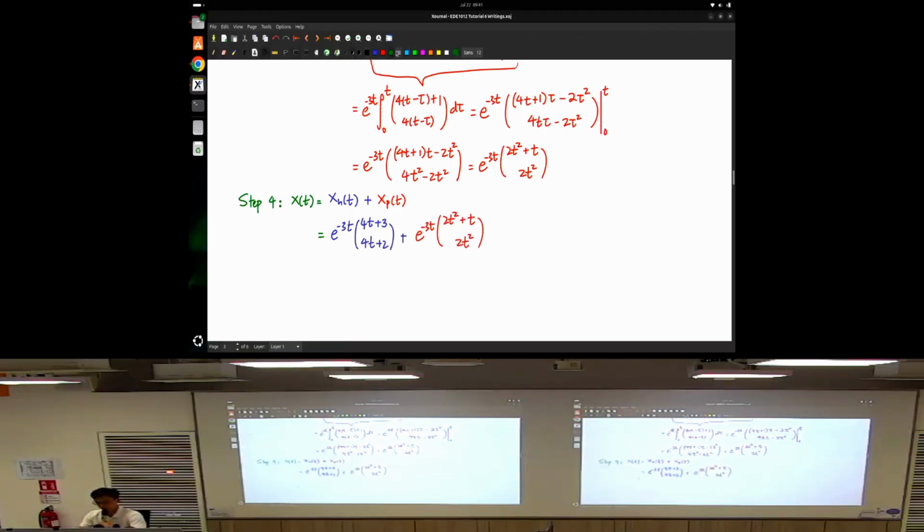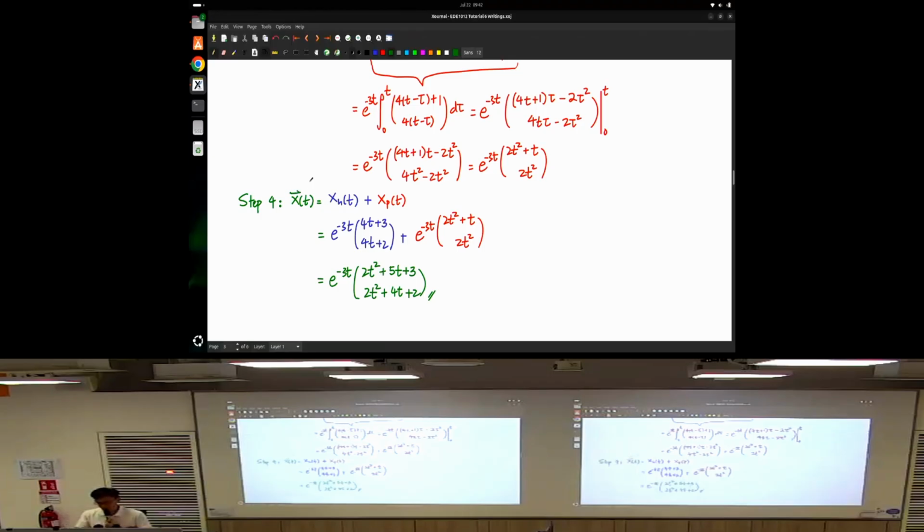So therefore the net result will be e to the minus 3t, and you just sum out this part. So it'll be 2t squared plus 5t plus 3. Is that correct? Then the other one will be 2t squared plus 4t plus 2. Correct? Yeah, you can just leave it like that.